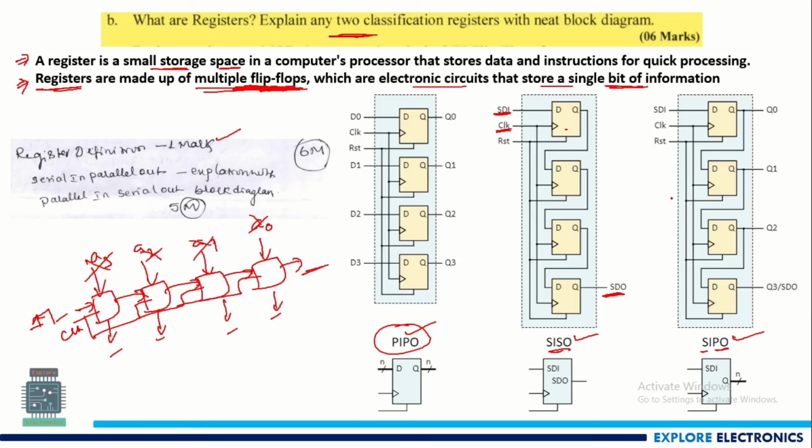Serial in parallel out. So here, the input is given serially to one flip-flop, and parallelly we are going to take the output from each and every flip-flop.